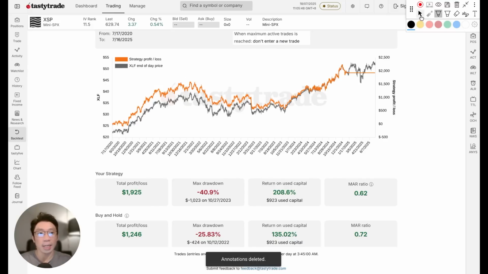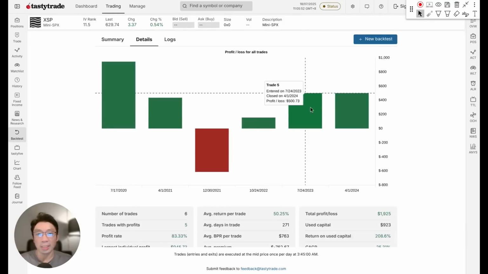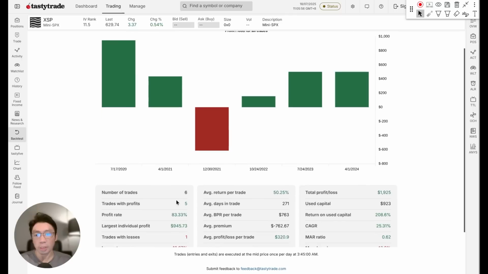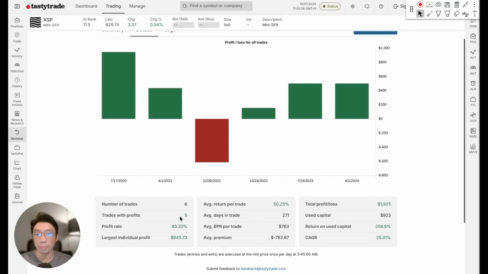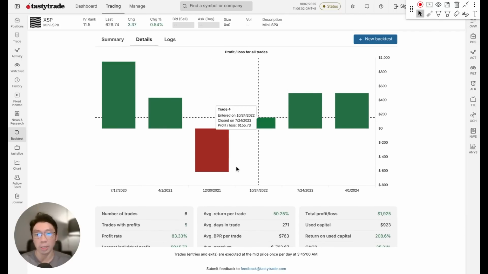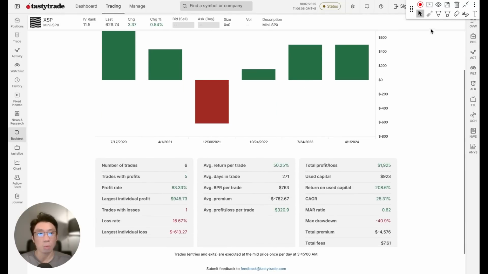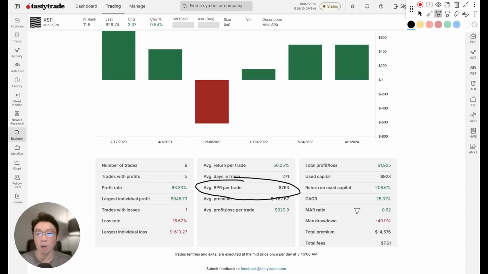Now, the next thing, let us dive a little bit deeper into some of the details down here, and let us take a look at the year-by-year performance. Overall, the win rate is about 83%, only because it has been pretty bullish over the past 5 years and with one big loss. Now, the most important thing is to see what is the average buying power per trade.